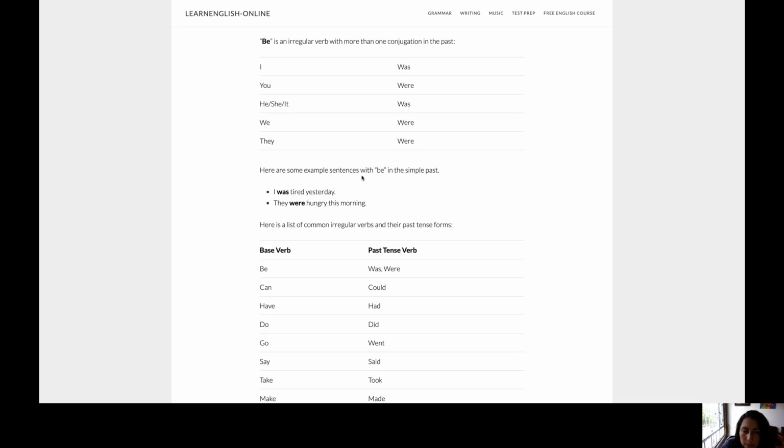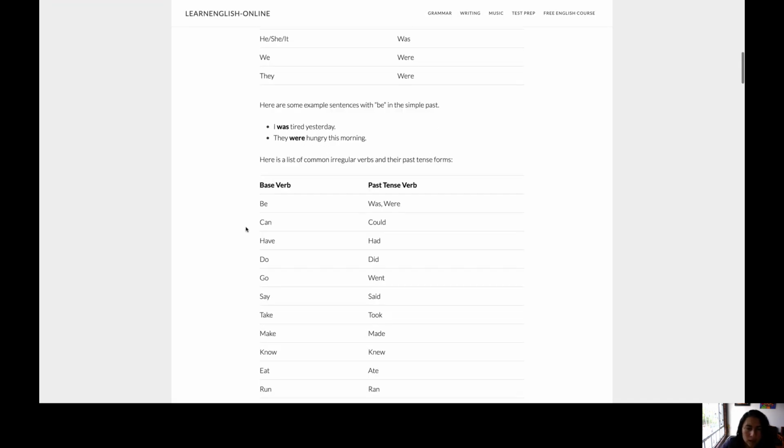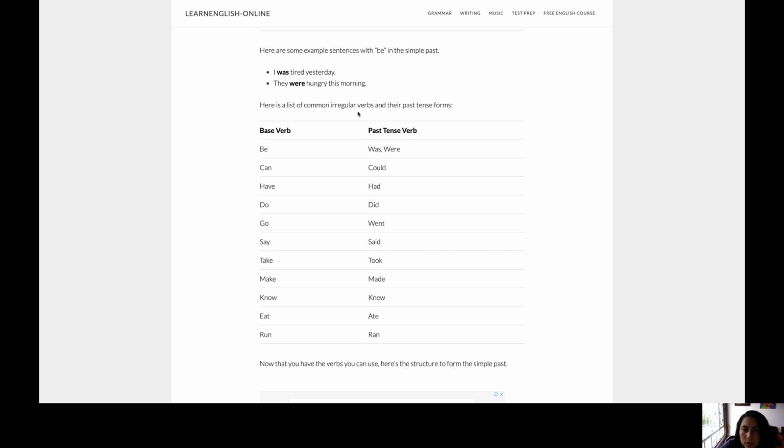Here are some example sentences with be in the simple past. I was tired yesterday. Yo estuve o estaba cansado ayer o cansada. They were hungry this morning. Ellos estuvieron o estaban hambrientos esta mañana. Here is a list of common irregular verbs and their past tense forms.